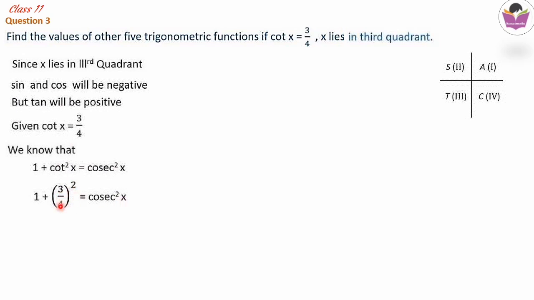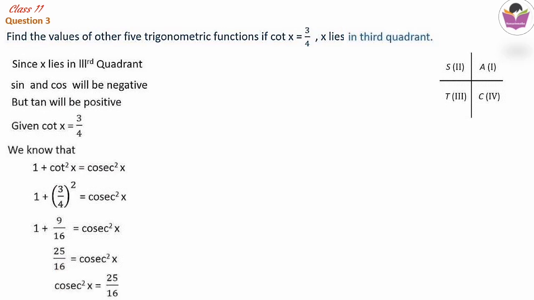And here calculation is there. 1 plus 3 square is 9, 4 square is 16. 1 plus 9 by 16 is equal to cosec square x. And when you take the LCM, 16 into 1, that is 16. 16 plus 9 is 25. 25 by 16 is equal to cosec square x. Here I have removed one step because it was an easy step, and here directly we can do the calculation. Let's learn that way of calculation. 16 into 1, 16. 16 plus 9 is 25. 25 by 16 is cosec square x.